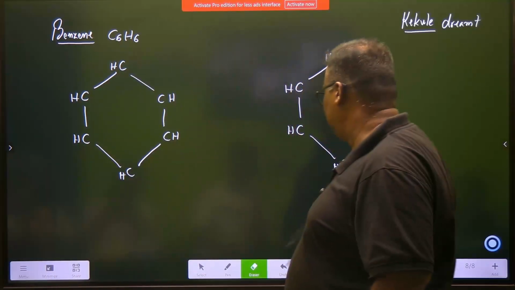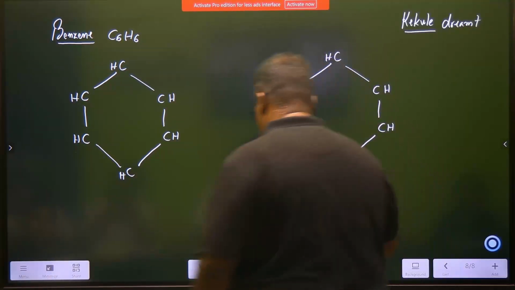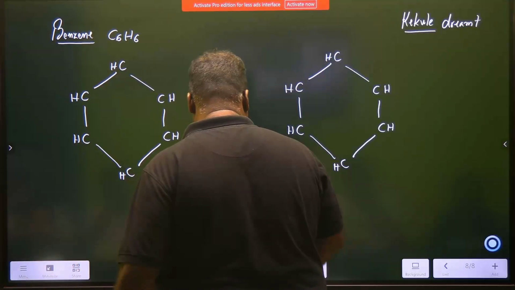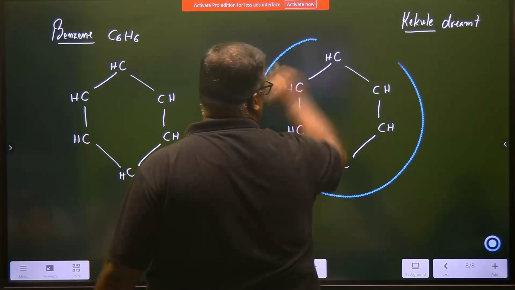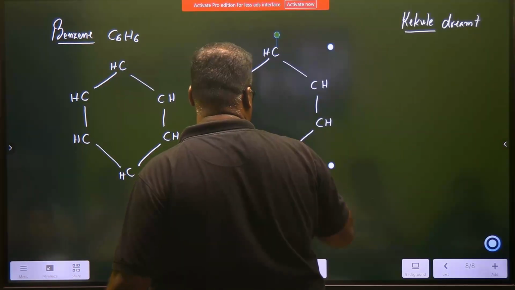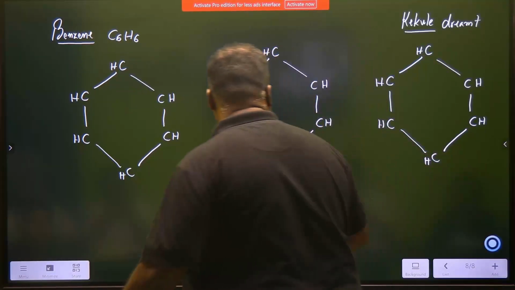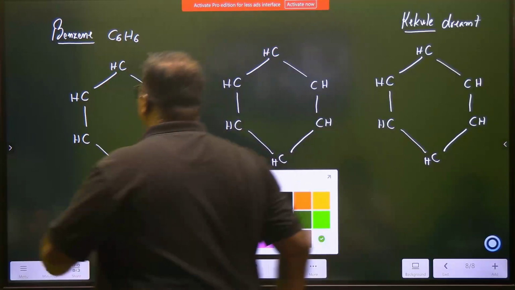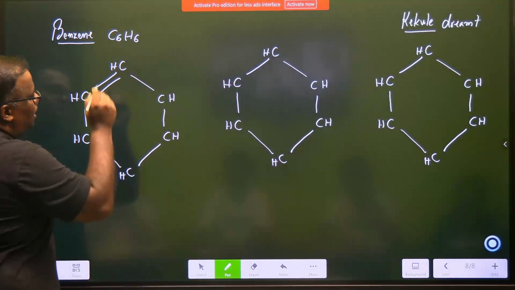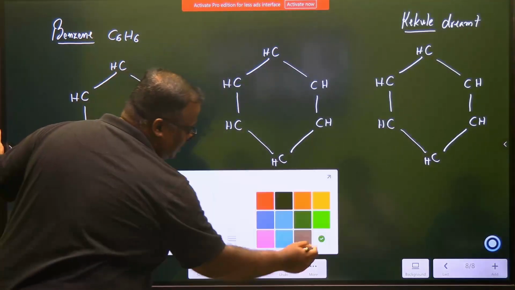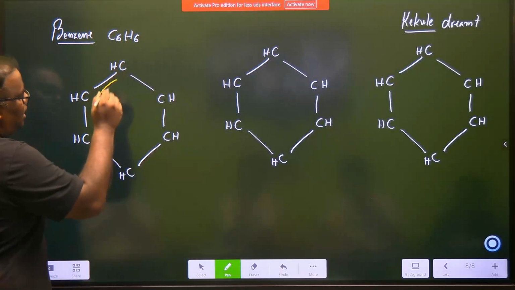Now the best thing that Kekulé gave. So for that, let me also bring this fellow a little bit this side and clone it once again and bring it here. Now see what Kekulé said. Kekulé said that benzene has alternate double bonds.